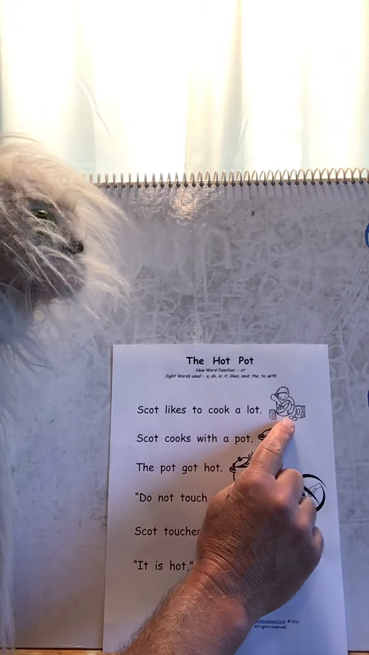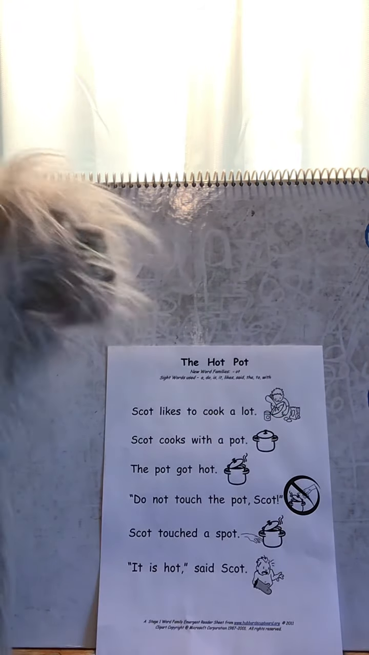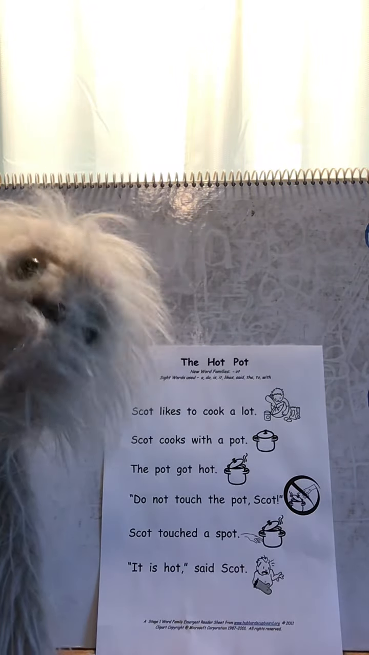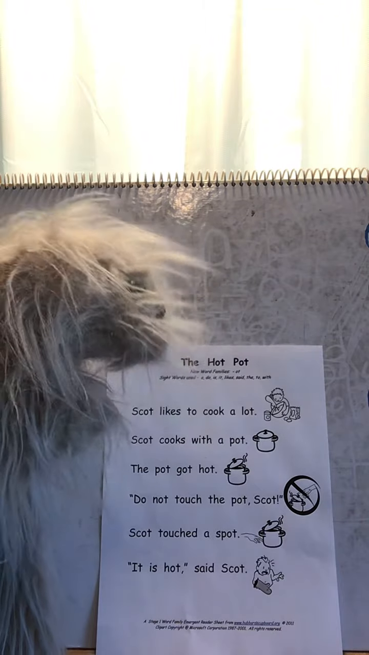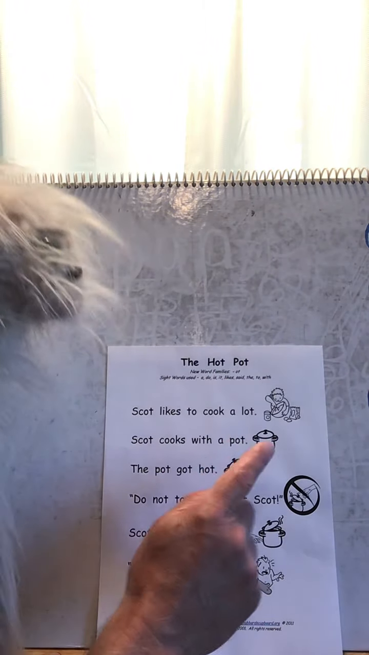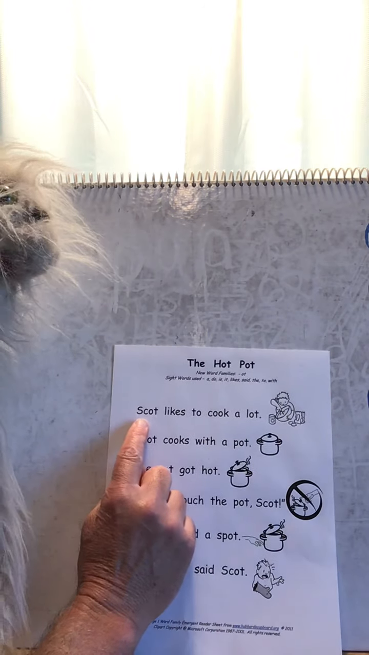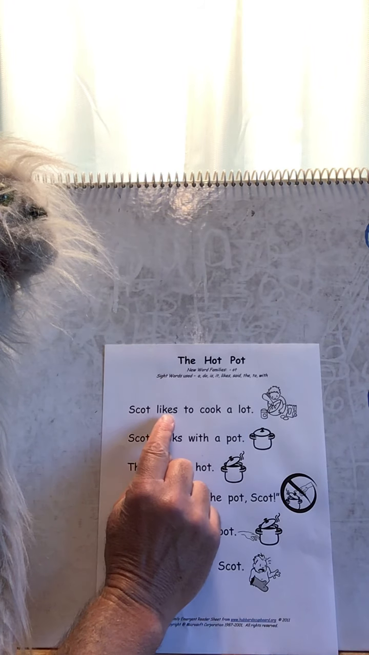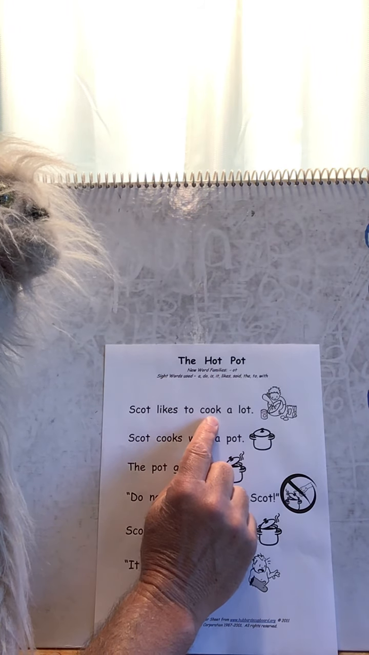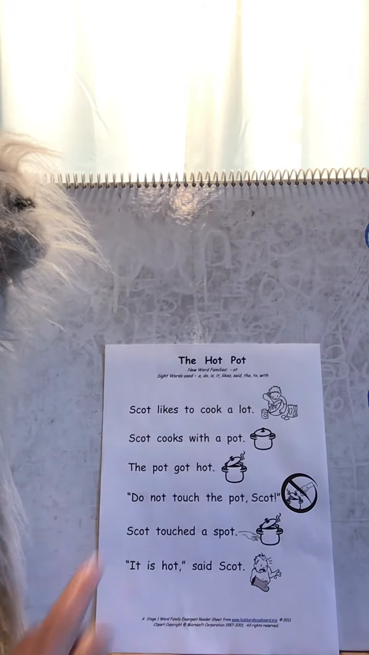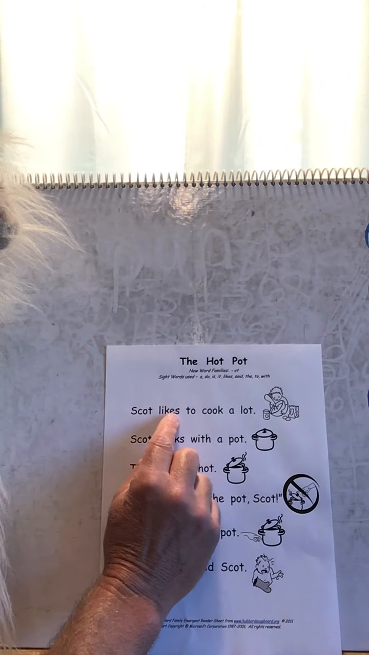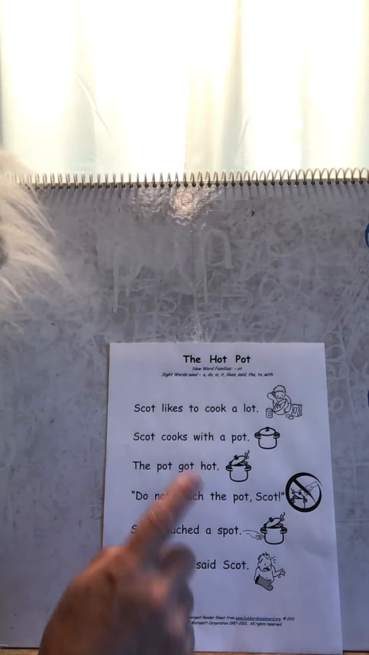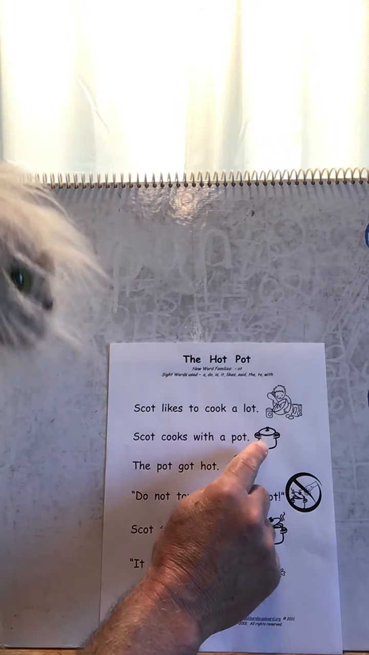First, let's look at the little picture over here. What's this boy doing? He looks like he's one of those cooks or chefs on TV. He's mixing up something in a bowl. Yeah, you're right, he is. Now, let's see. His name must be Scott, because I have the name Scott right here. Scott likes to cook a lot. I guess he does.